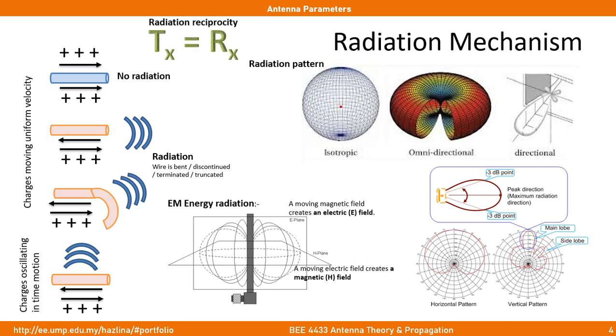An antenna exhibits identical impedance during transmission or reception, the same directional pattern during transmission or reception, and the same effective height while transmitting or receiving. This scenario is termed as radiation reciprocity.